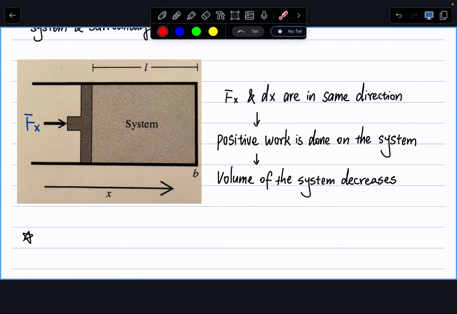Right, so this is a stereotypical PV work diagram you will see. Again, we have Fx and dx moving in the same direction. What we're having is positive work being done on the system. Imagine this is a gas that's being compressed by an external force, right? Since we're compressing it, we're moving Fx in the same direction as x. We're doing positive work on the system. The volume of the system will decrease, or this dx is going in the same direction as our force.